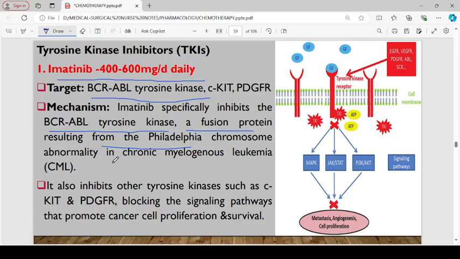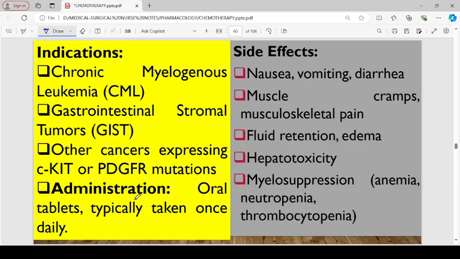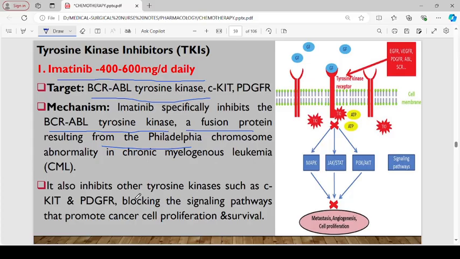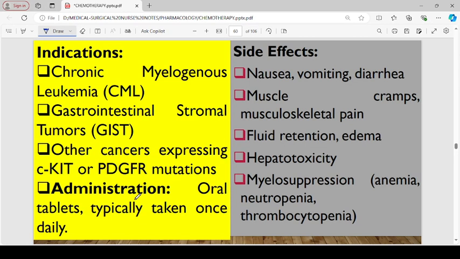Imatinib also inhibits other tyrosine kinases such as c-KIT and PDGFR, and this blocks the signaling pathways that promote cancer proliferation and survival. It's indicated for chronic myelogenous leukemia, gastrointestinal stromal tumors, and others. It's normally given orally, taken once daily, and as indicated you give between 400 to 600 milligrams per day.